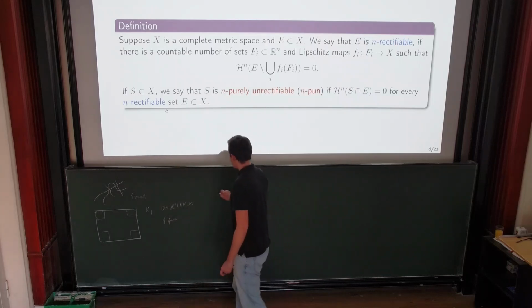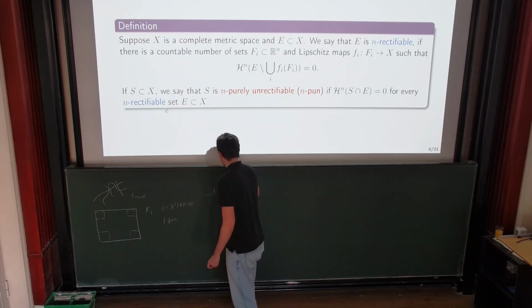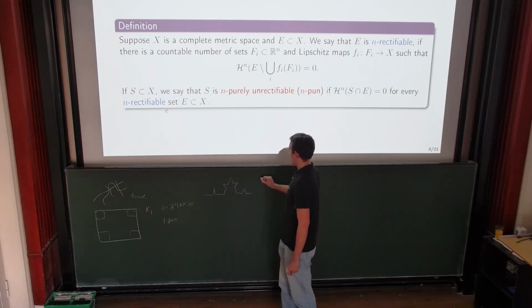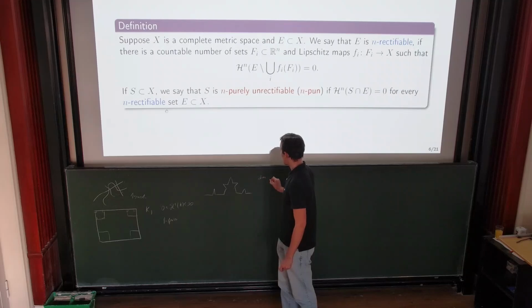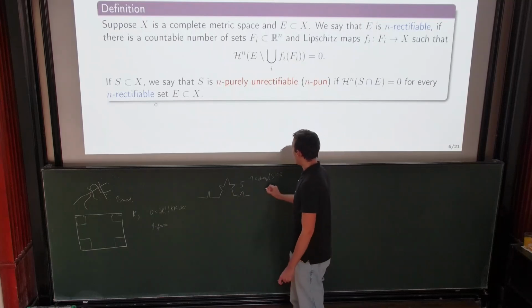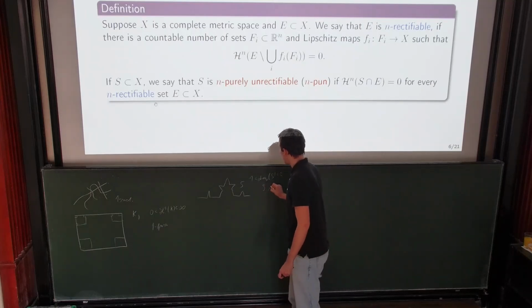And another example is the Koch snowflake, which I'm sure everyone has seen. Let's call this set S. The Hausdorff dimension of this set is less than 2, but bigger than 1. It's a number. And it is also purely unrectifiable.